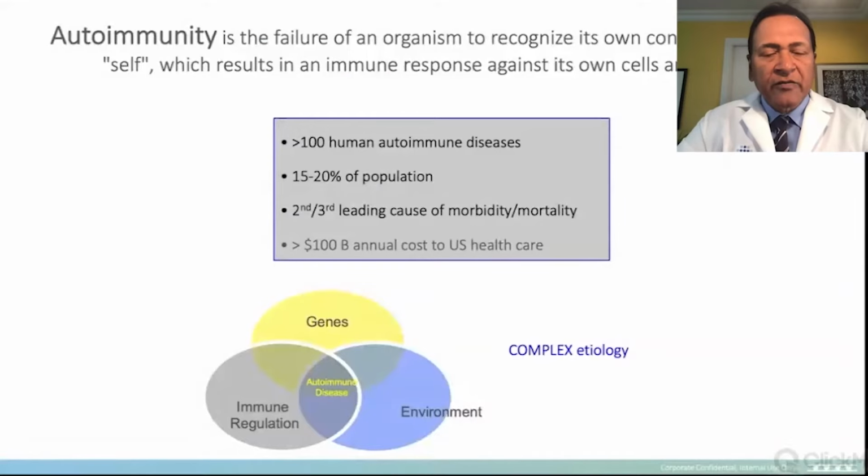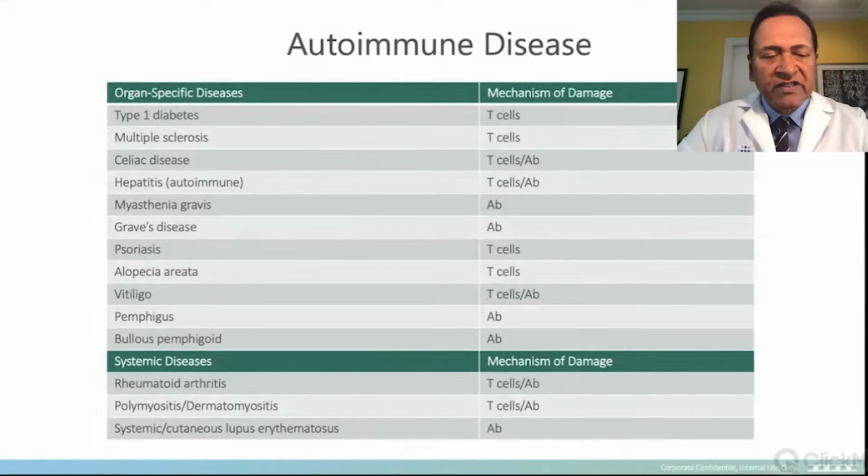You can classify autoimmune disease in a number of ways. They can be organ-specific or systemic diseases, and also by the ultimate mechanism of tissue damage. It could be cellular or T-cell based, or humoral or antibody or autoantibody based, or a combination. And of course, there are autoimmune diseases across all our organ systems, including the skin, and we'll be talking about pemphigus and pemphigoid.